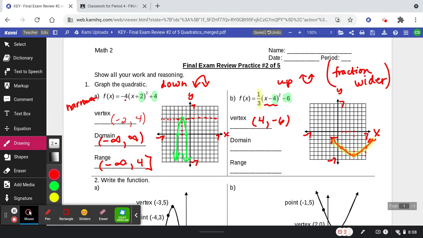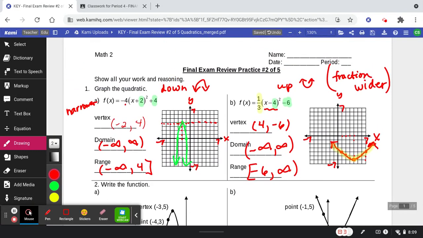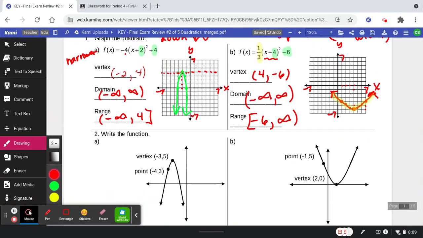What's my domain of part B? We recall that the domain of any parabola is all real numbers, or negative infinity to infinity. And the range in this case has a minimum and then goes forever up. So we're going to say that it goes from -6 to infinity, and the -6 is inclusive. We include that -6. What this is called, you guys, is the features of a function. In Math 1 you did the features of functions for linear and exponential functions, and this year we're supposed to have a feel for the features of quadratic functions.